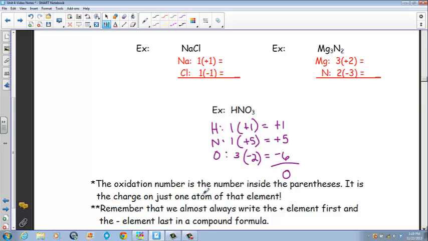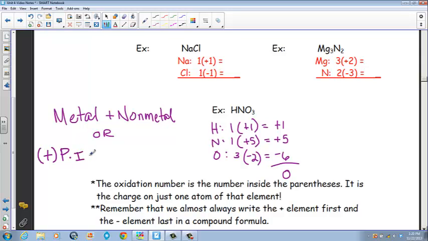Remember that we almost always write the positive element first and the negative element last in a compound formula. So the first one that is written will always be the positively charged ion. In this case, it's always going to be a metal written first, then the non-metal. Or you can have a positive polyatomic ion plus a negatively charged polyatomic ion, which you can find in Table E.